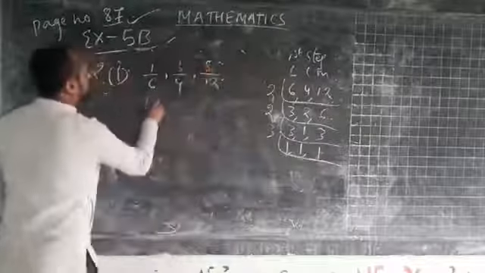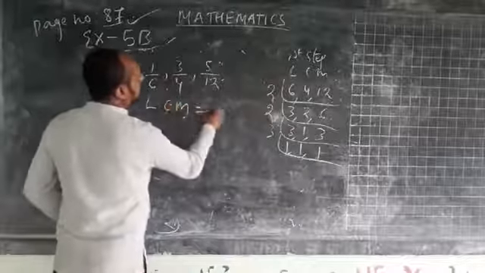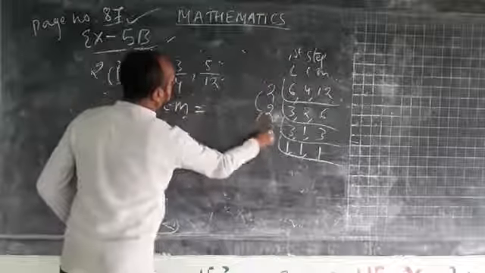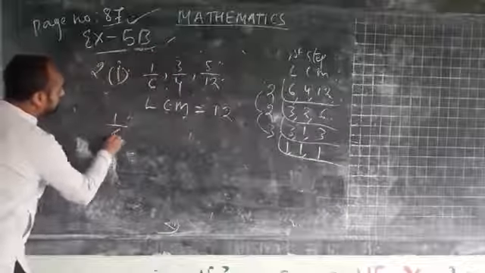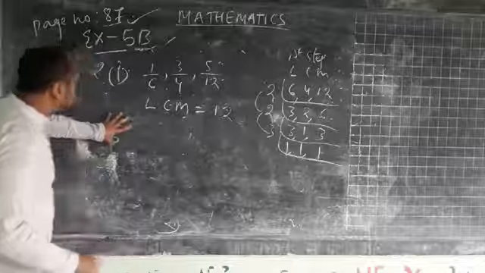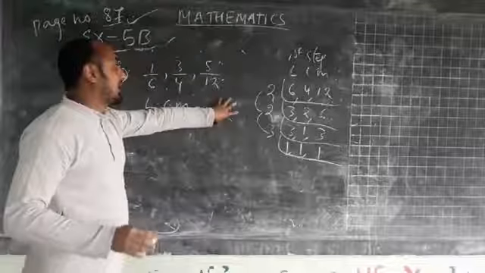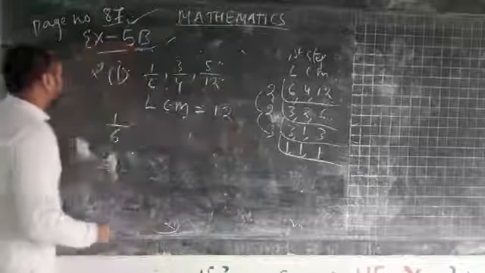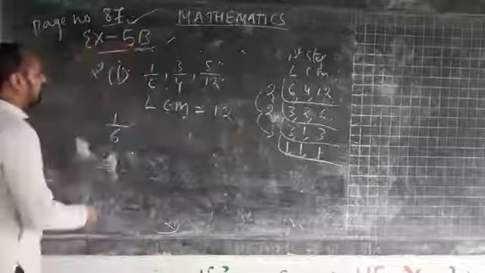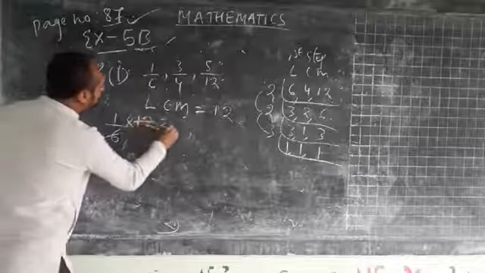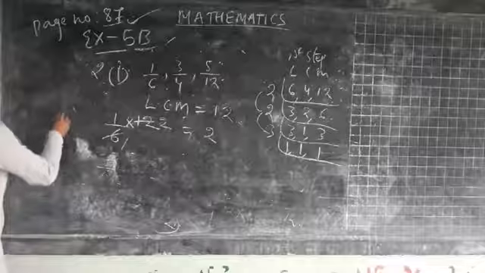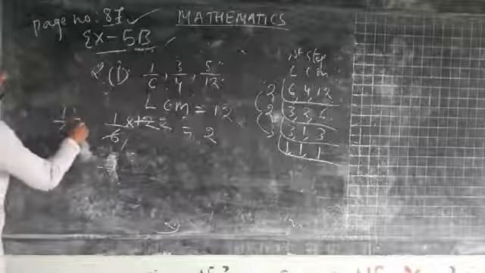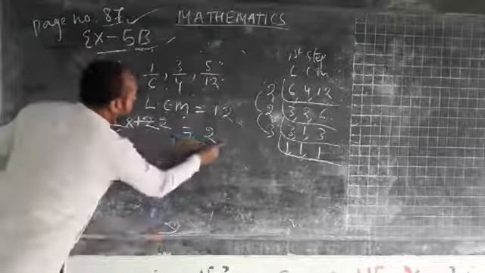So here LCM equals 2 2s are 4, 4 3s are 12. LCM is 12. Now we can take the first fraction, 1 by 6. Whatever LCM we have got, we multiply with it. So 12. Now we can cancel: 6 1s are 6, 6 2s are 12. Now 1 into 2 will get 2. That means for the first fraction, 1 by 6, we are getting the value 2.